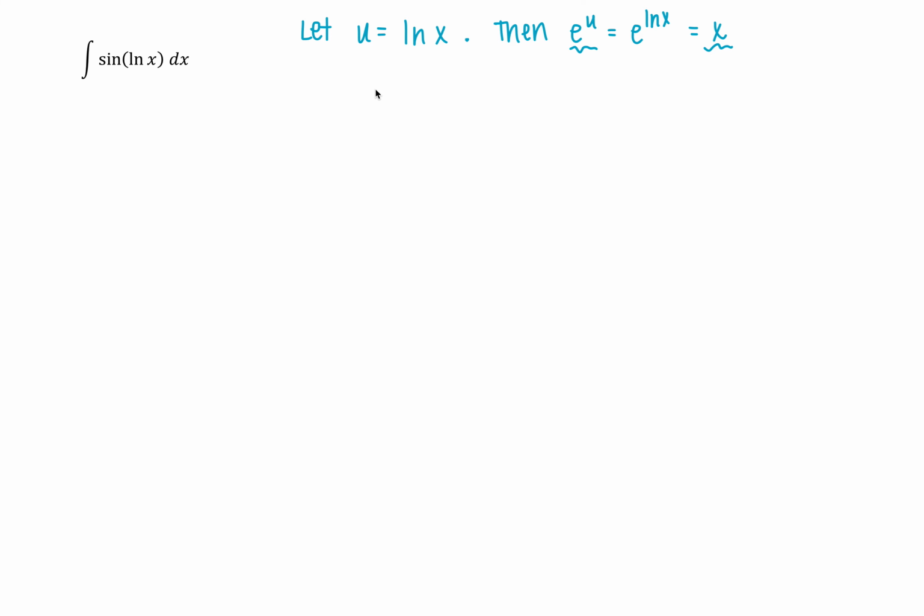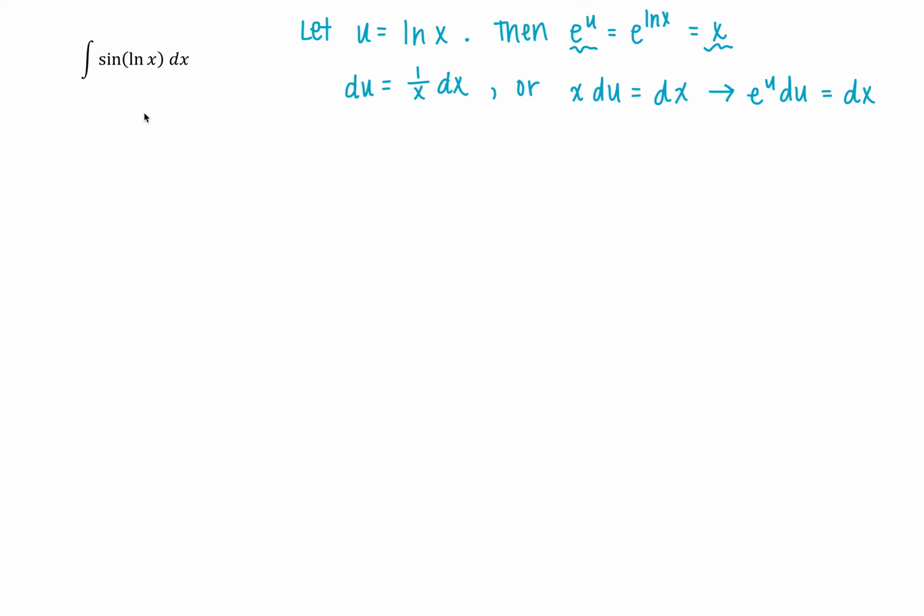Also, if u is the natural log of x, then du is 1 over x dx. And if du is equal to 1 over x dx, then I could rewrite this as x times du equals dx. From up here, x is equal to e to the u. So this is the same thing as e to the u du equals dx. Now it seems like a lot of work up front, but it's going to set this up so that we can do integration by parts.